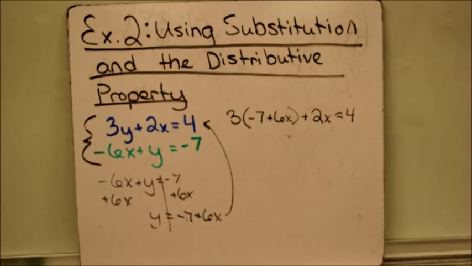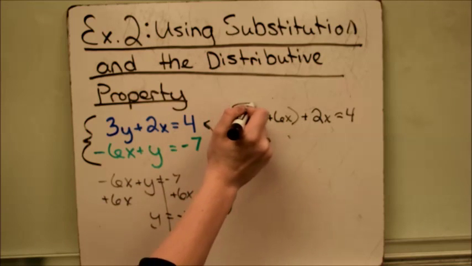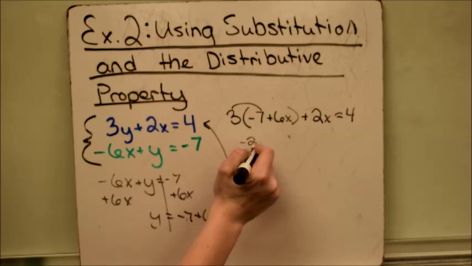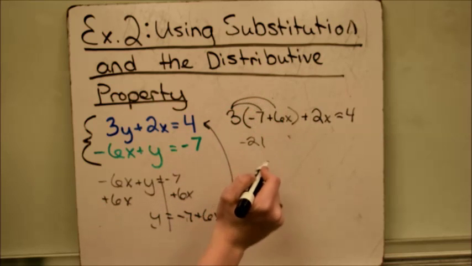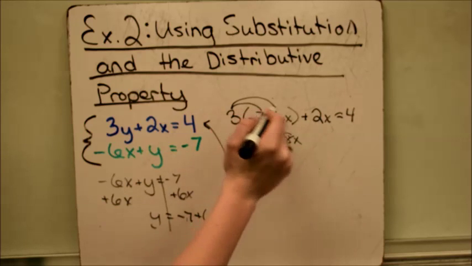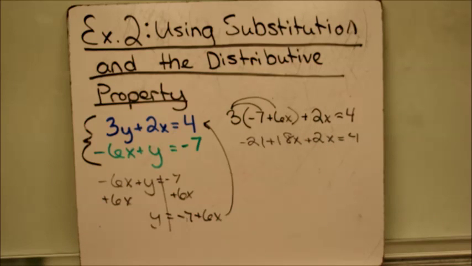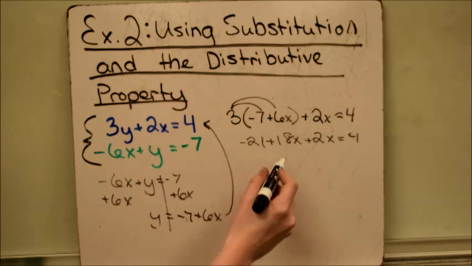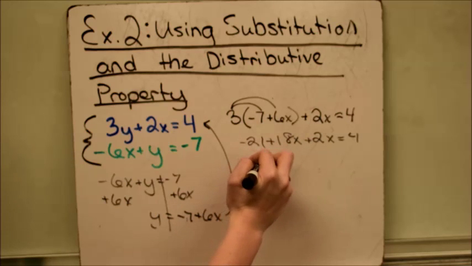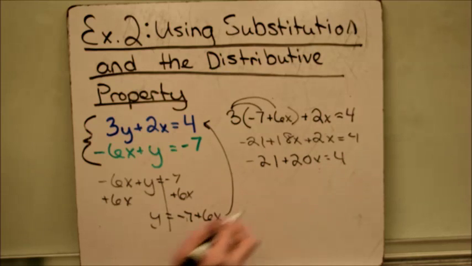Okay? Now that I'm left with just one variable, I can use the methods that I know and solve for that variable. So here, the first thing we're going to do is distribute. 3 times negative 7 is negative 21. 3 times 6 is positive 18x plus 2x equals 4. We can combine like terms. 18x plus 2x gives us 20x equals 4.